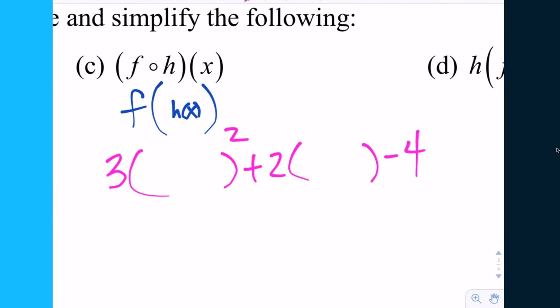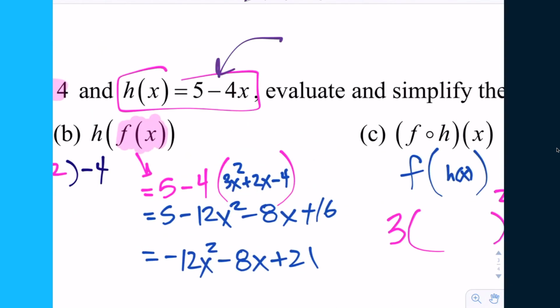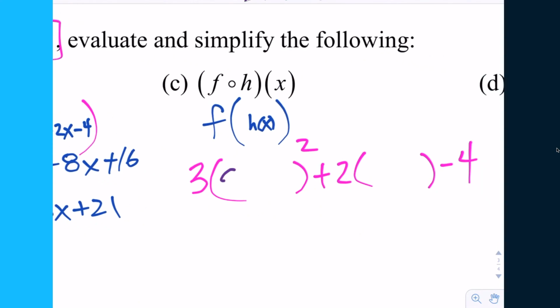Now step 2, I'm going to come back, and in my parentheses, I'm going to drop what? h of x. Now I'm not going to put the name h of x. I could, it wouldn't be wrong, but h of x is equal to 5 minus 4x. So wherever I have a parentheses, 5 minus 4x, 5 minus 4x. And I've set it up correctly now. It's 3 blob squared plus 2 blob minus 4, and my blob is a binomial. All right, let's go ahead and expand this out, because this is no mean feat right here.